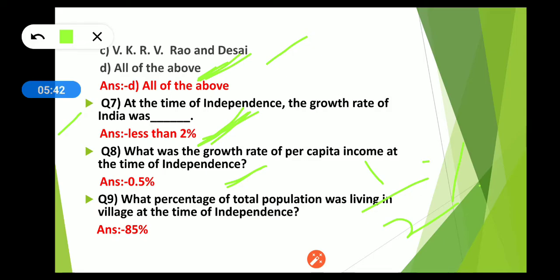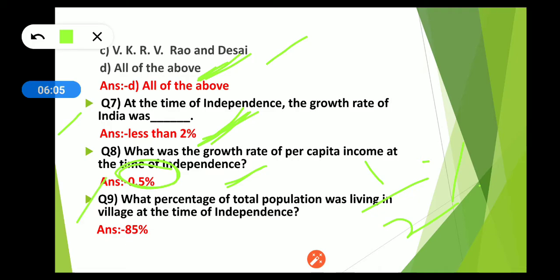So you will remember that it is not the per capita income, but the growth rate of per capita income. Sometimes students make a mistake. They write 0.5 as the per capita income. No, it is the growth rate, meaning at this rate per year, the per capita income of India was growing. इस तरह से बढ़ रहा था.